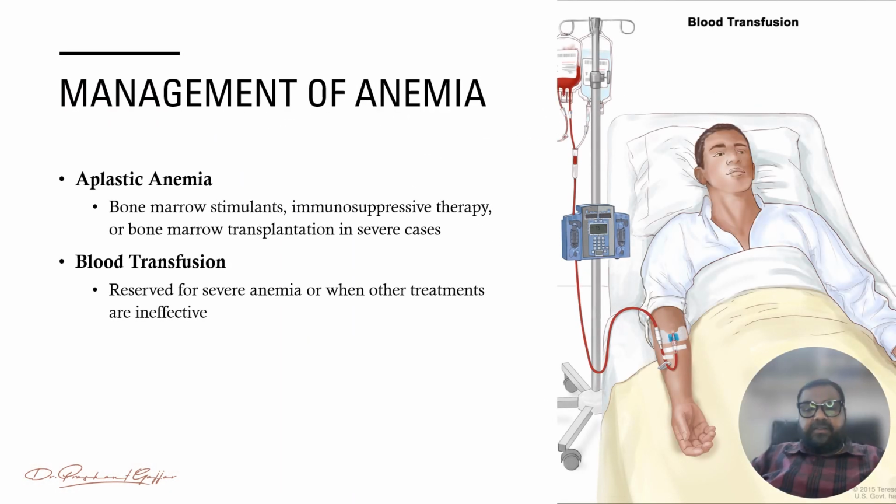Another management, in the case of aplastic anemia, we have to give bone marrow stimulant or immunosuppressive therapy or bone marrow transplantation. And for severe anemia, or when the other treatments are ineffective, there will be a blood transfusion. That is the good choice in the treatment of anemia. So these are the management of the anemia. Now let's see the homeopathic therapeutics regarding the anemia.